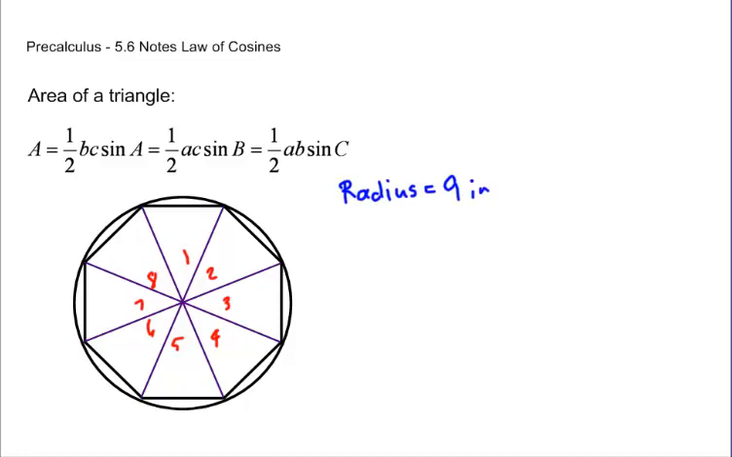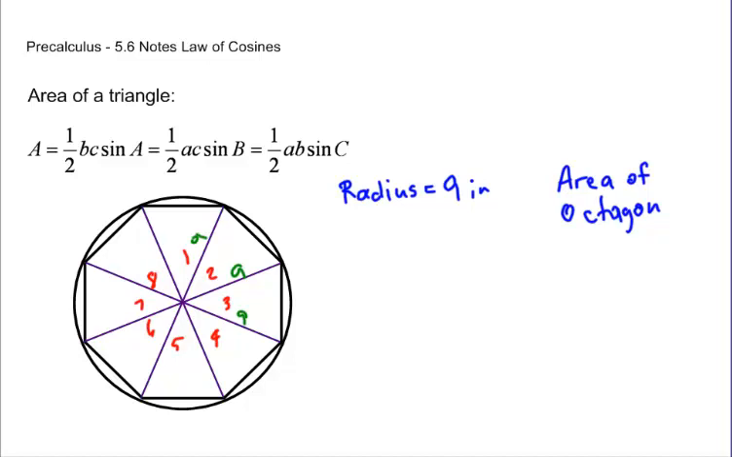Can we find the area of the octagon? And the answer is yes. If my radius is 9, that means each spoke that I've drawn out here is going to be 9 inches long. So this guy's 9, this guy's 9, this guy right here is 9.